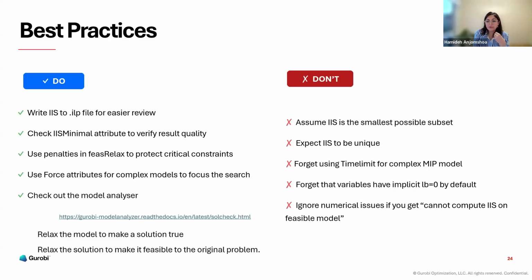And also don't forget to use a time limit when you're calculating a MIP model, because sometimes it's difficult and takes ages. Don't forget to use variable lower bound and upper bound. And watch out for numerical issues: sometimes the model is feasible, but it's reported as infeasible. Be careful with that as well.